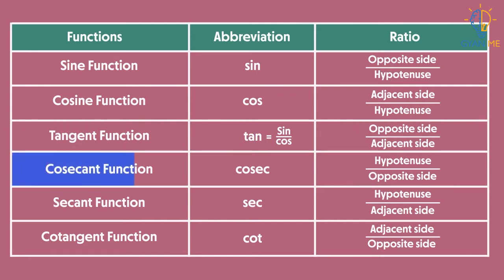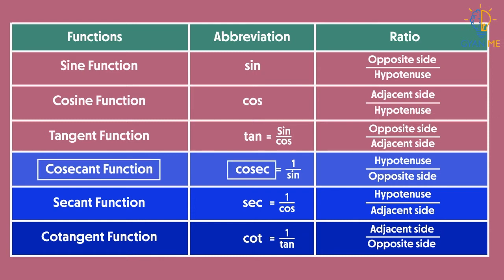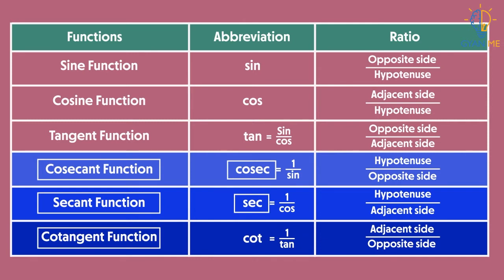And these three, cosecant, secant and cotangent, are the reciprocals of sine, cosine and tangent respectively. Cosecant is cosec, secant is also called sec, and cotangent is also called cot.